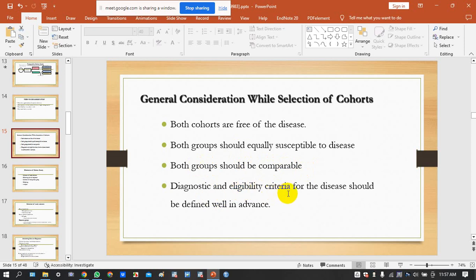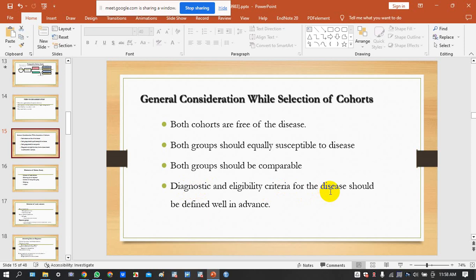Diagnostic and eligibility criteria, the laboratory test you are using. For example, for anemia, I use a hemoglobin cutoff point of 10. It should apply to the exposed group and to the control. You should have the same criteria for diagnosis of the condition.